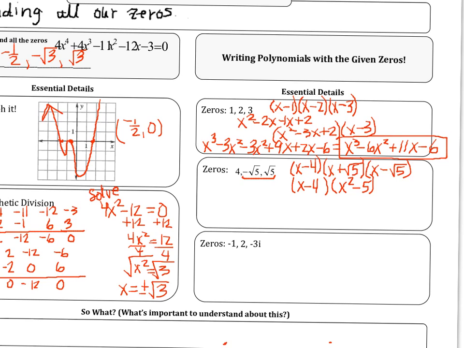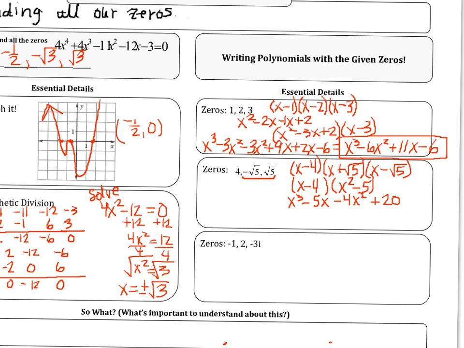So let's use FOIL. X times both of those terms. So x times x squared is x to the third. X times negative 5 is negative 5x. Now I've got negative 4 times x squared, that's negative 4x squared. And I've got negative 4 times negative 5, which is plus 20.